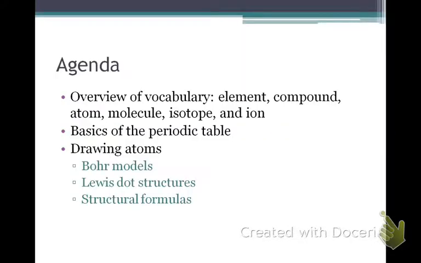Our agenda for today, we're going to be going over some basic vocabulary: elements, compounds, atoms, molecules, isotope, and ions. We'll look at some basic patterns in the periodic table, and lastly, we'll go over 3 different ways to visually represent atoms and bonds. This is important because you'll come across all 3. It's important that you be able to read and interpret each.